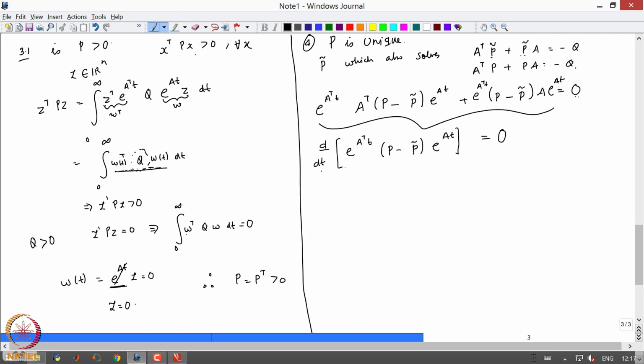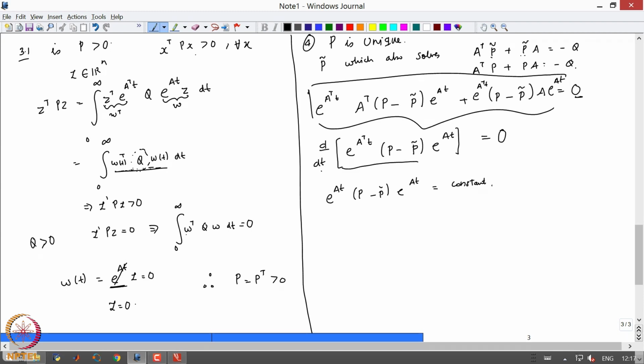D by dt of this entire quantity expands to this big expression here. And what do I know of this expression? That this actually is 0. Okay, when d by dt of something is 0, I know that e power A transpose t, P minus P tilde, e power A t is some constant.